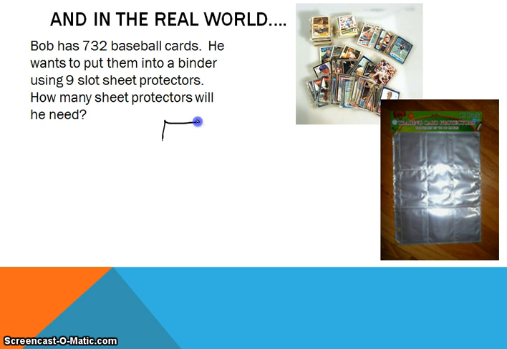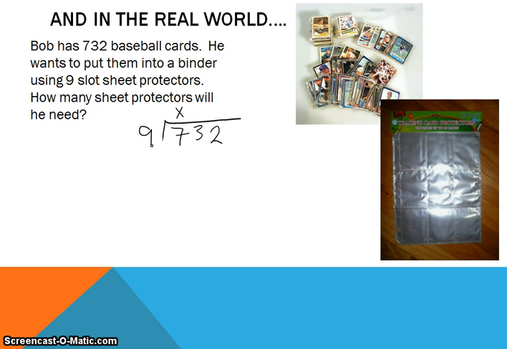So let's see what number is going to go on the inside here. The number that goes on the inside is always your dividend, the number that you're dividing by the other number. So we're going to put 732 on the inside and 9, our divisor, on the outside. Then we're going to have to see, does 9 go into 7? And the answer is no. So we put a placeholder X in there.